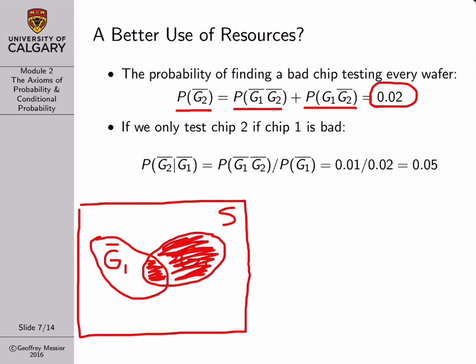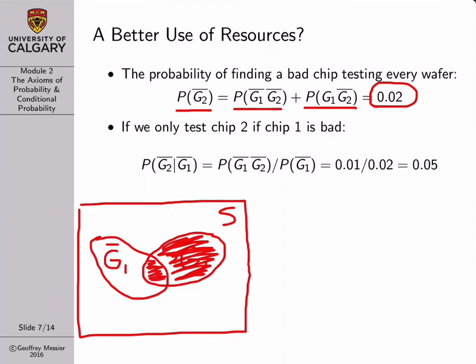Okay, so they're finding all the problems, but 98% of the time, our testers are testing good chips. And so maybe we could direct them in a slightly better, more efficient direction. And so that's what we're going to try and figure out with the second part. So what if we test chip 2 only if chip 1 is bad?